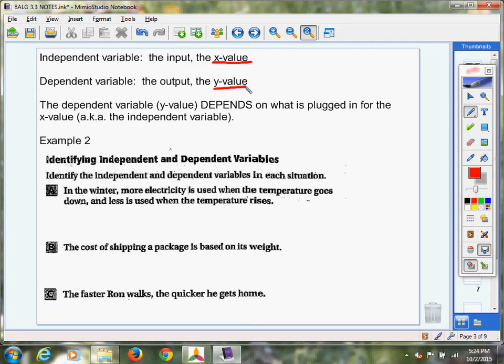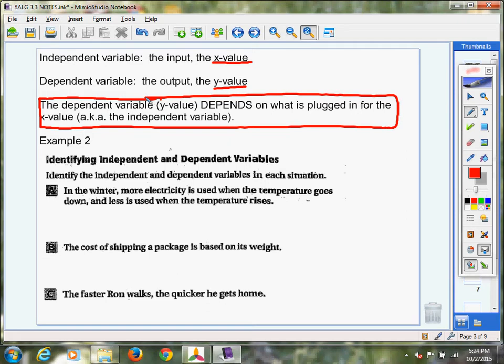So, and I tried to sum it up here. The dependent variable depends on what is plugged in for the x value. So I did try to kind of sum that up. Why don't you either highlight that or box that in just so that it stands out on your page a little bit more as you're working through these problems.